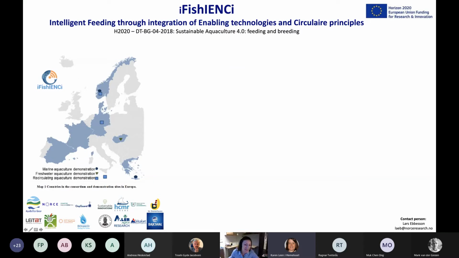Yes, so the green triangles here show a freshwater aquaculture demonstration, and that's in Hungary, Vitafor. And the blue squares are the recirculating aquaculture demonstrations in Norway, Germany, Alaraqua, and here in Malta with Aqua Biotech. So the large-scale demonstration will take place next fall.